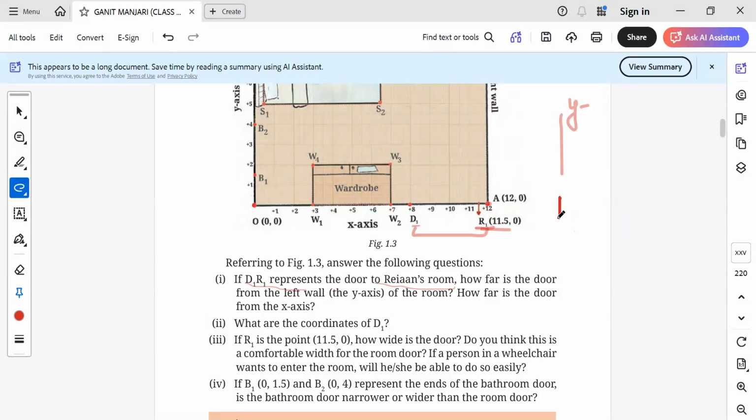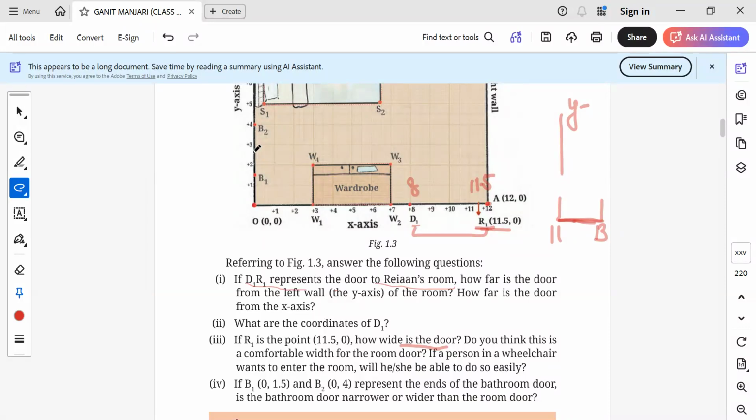Suppose you are having a door, okay. If suppose this length is given 11, and this length is given 13. So how will you calculate its width? How wide it is? 13 minus 11. In the same way, here it is given as 8, and here it is given 11.5. So 11.5 minus 8. Understood? Then you can calculate the door.